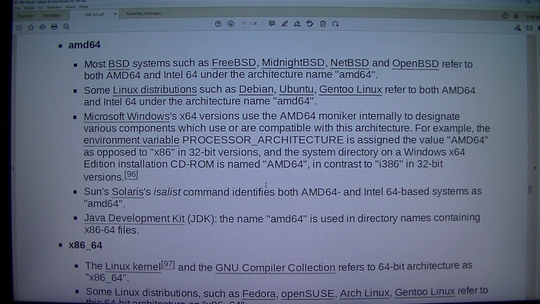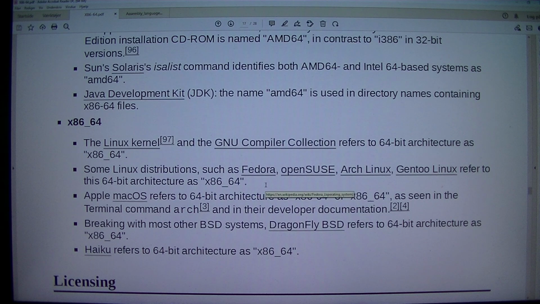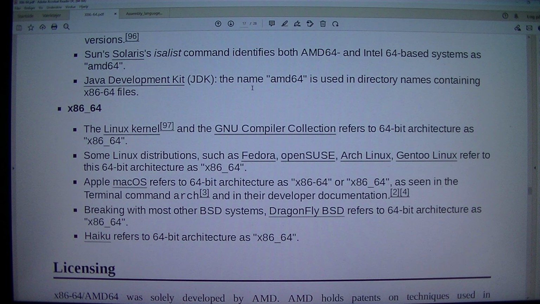Sun Solaris's isalist command identifies both AMD64 and Intel 64 based systems as amd64. In the Java Development Kit (JDK), the name amd64 is used in directory names containing x86-64 files.